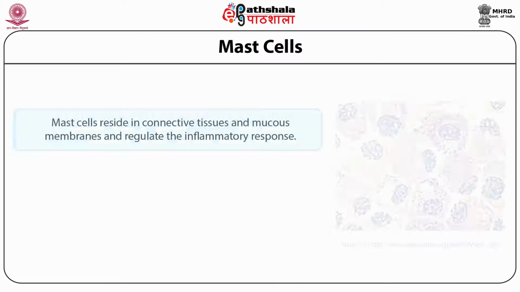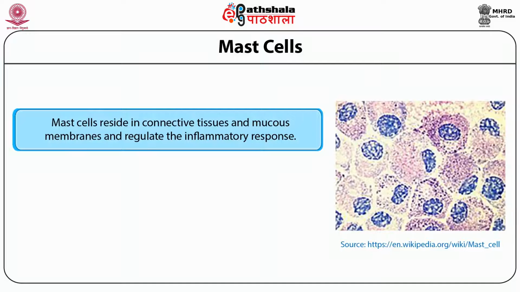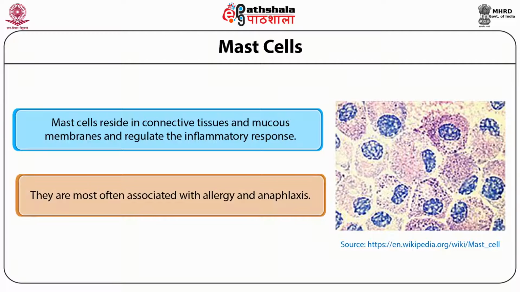Mast cells. Mast cells reside in connective tissues and mucous membranes and regulate the inflammatory response. They are most often associated with allergy and anaphylaxis. When there is a degranulation of mast cells, it leads to allergic reactions. Degranulation of mast cells occurs when the body is exposed to allergens. So there is the activation of mast cells in case of allergic reactions.